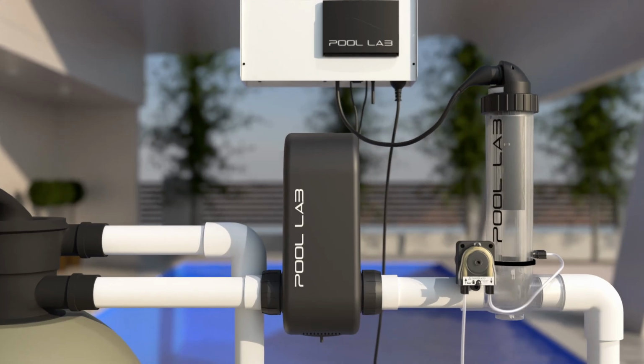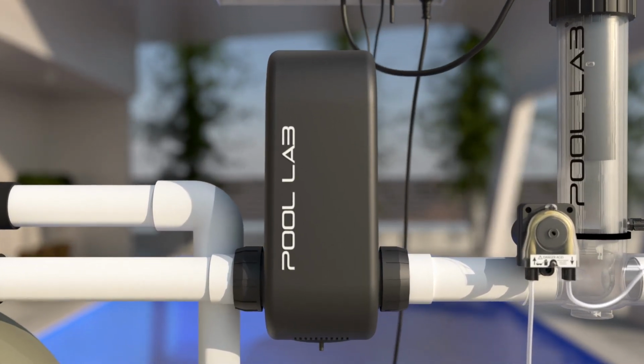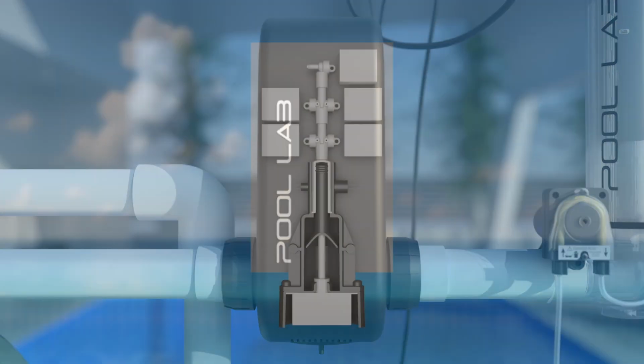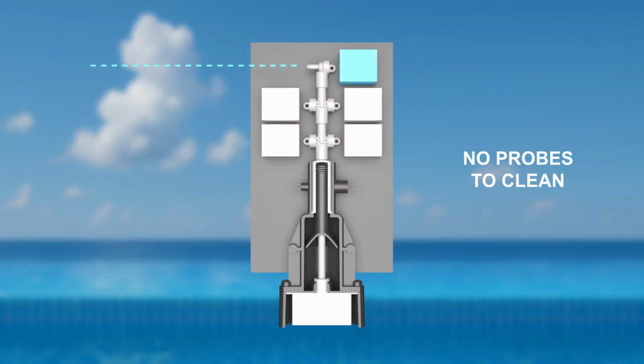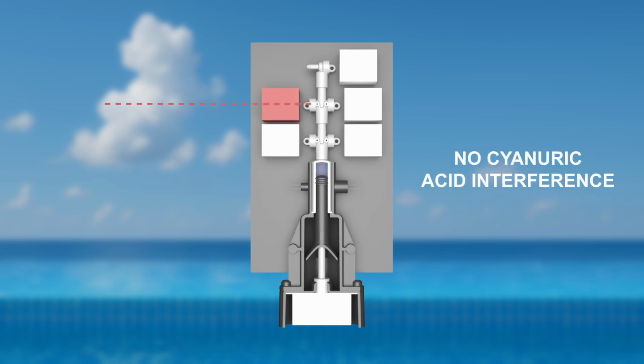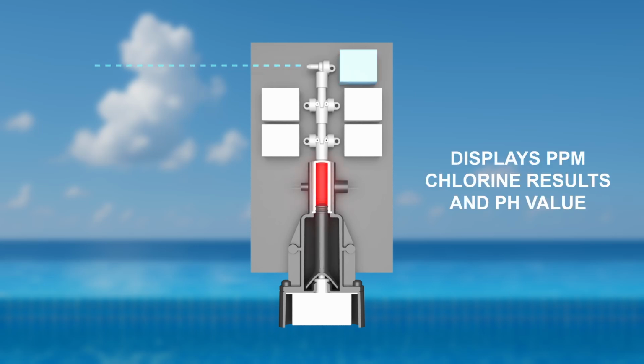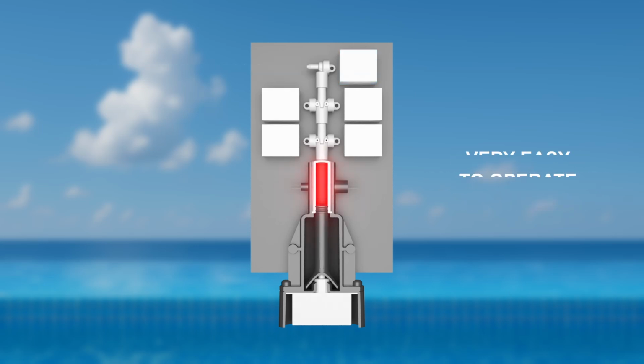Pool Lab's ASP, or Auto Sampling Photometer, is the world's most accurate and reliable pool water management system. What sets Pool Lab apart is that it does not require the use of probes. Instead, it uses light in a process known as photometrics to determine the pH and chlorine levels. Photometrics is universally known as the gold standard of water analysis and is used by pool professionals to accurately measure pH and chlorine levels.